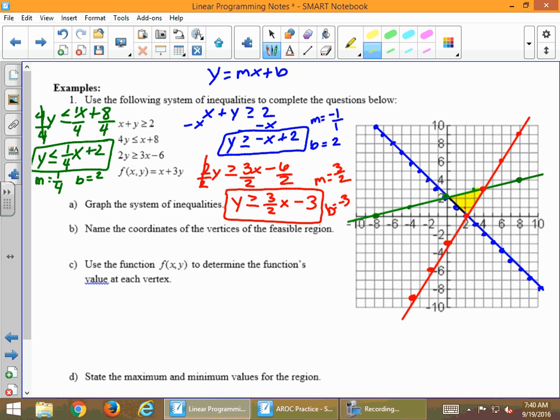So we graphed the system of inequalities. Now we want to name the corners, the vertices, of the feasible region. You're just going to name the vertices of this triangle we just made. Okay? So here, the vertex is 0, 2. Then we have a vertex of 2, 0. And then we have a vertex of 4, 3.